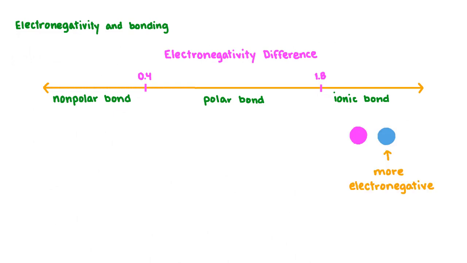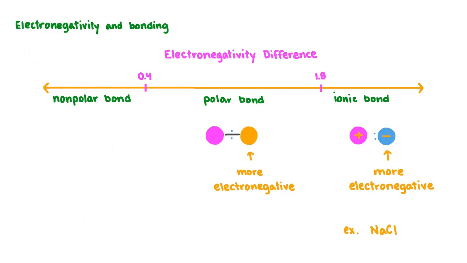In an ionic bond, the electronegativity difference is so great that the more electronegative atom has become a negatively charged ion, and the less electronegative atom has become a positively charged ion. Sodium chloride is an example of a compound that exhibits ionic bonding.